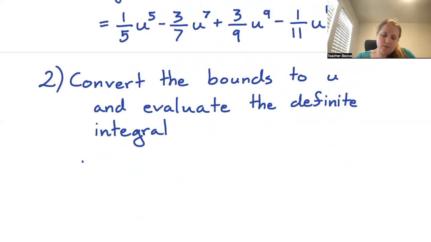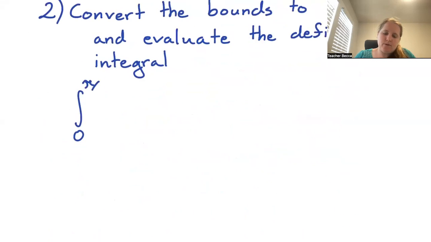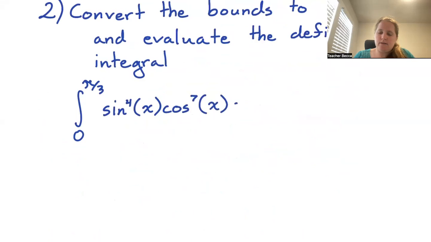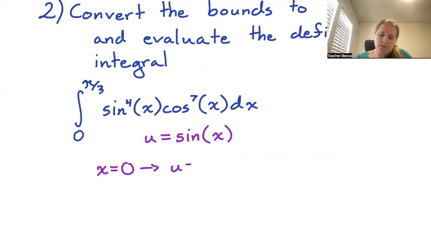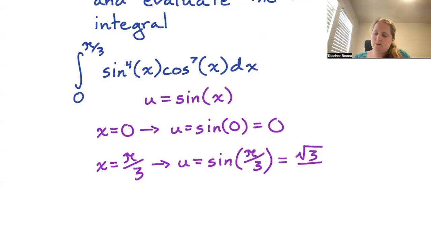So we had the integral from 0 to pi over 3 of sine to the 4th of x cosine to the 7th of x dx. We set u equal to sine of x. So that means that x equals 0 corresponds to u equals sine of 0, otherwise known as 0. x equals pi over 3 corresponds to u equaling sine of pi over 3. And sine of pi over 3 is root 3 over 2.